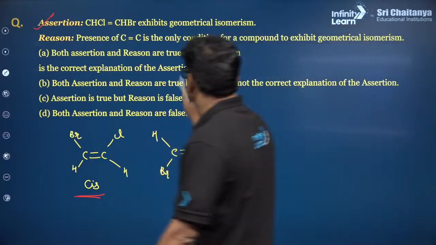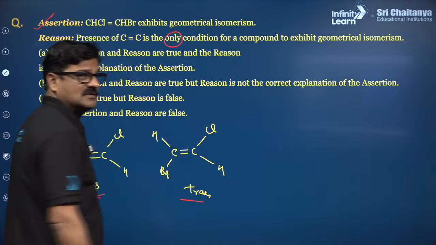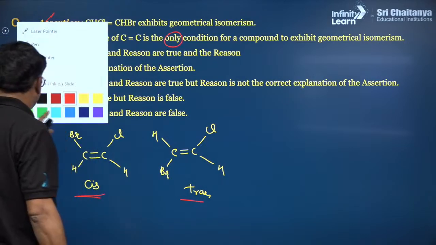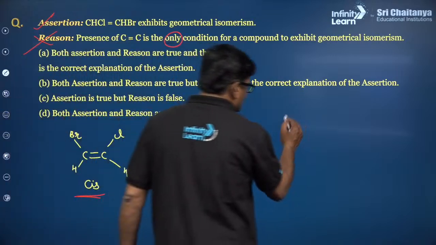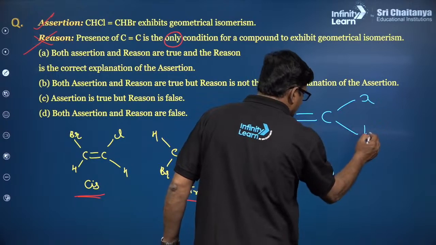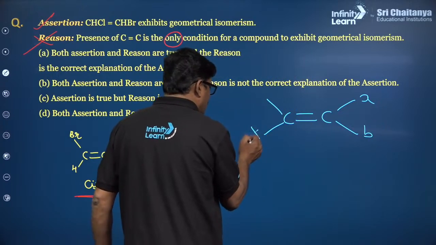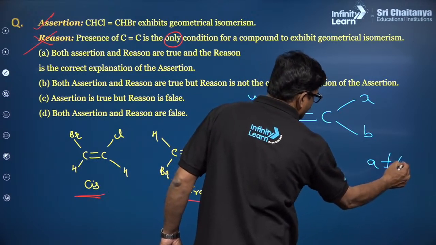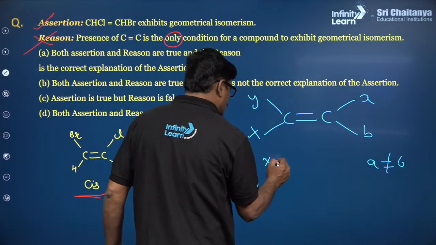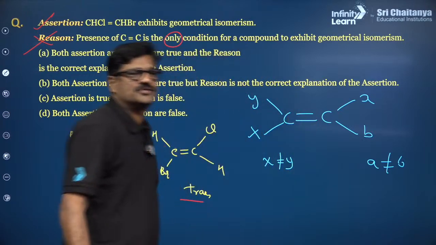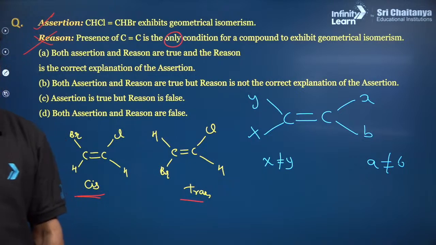Now, that is not the only condition. The reason is wrong. Whenever you have C double bond C with A and B on one carbon and X and Y on the other, A should not be equal to B, and X should not be equal to Y, then only it should show geometrical isomerism.